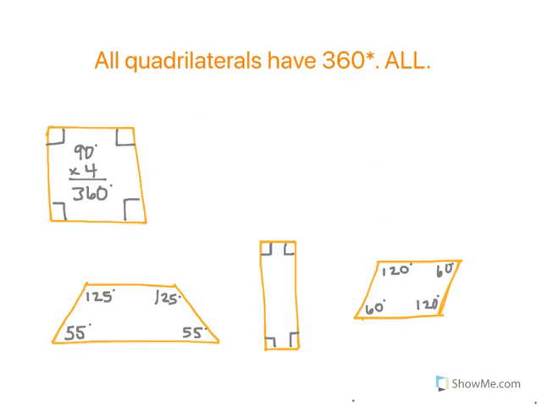Something we need to know is that all quadrilaterals have 360 degrees, all of them. All four of these drawings are quadrilaterals. We have parallelograms, we have rectangles, we have a square, we have a trapezoid. But in all cases, if you add up the degrees for each one of these quadrilaterals, you will get 360 degrees.